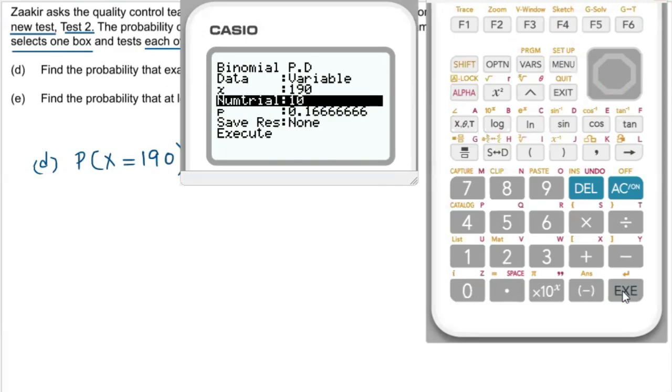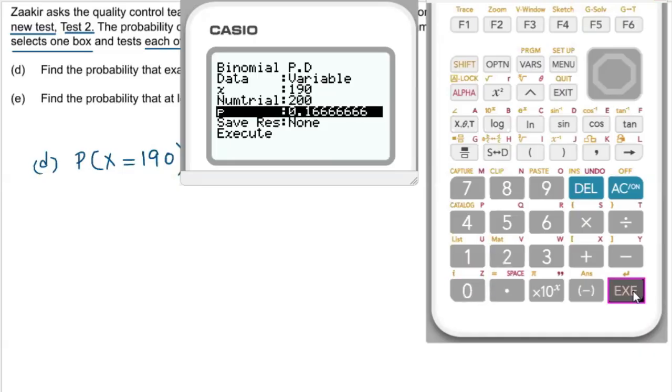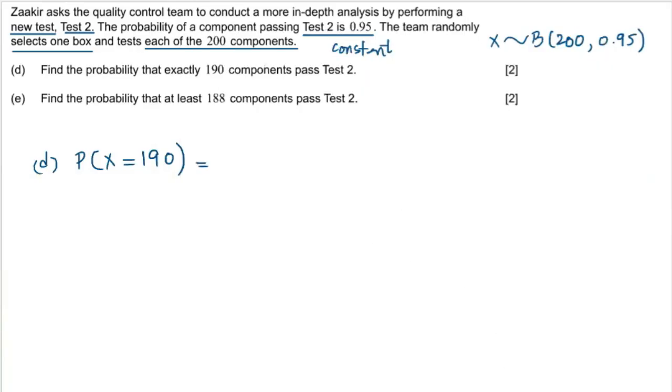And the number of trials, that is how many components were tested? 200. What's the probability of success? 0.95, right? That's the probability of success. Let me just check my information. Oh yeah, that is correct.